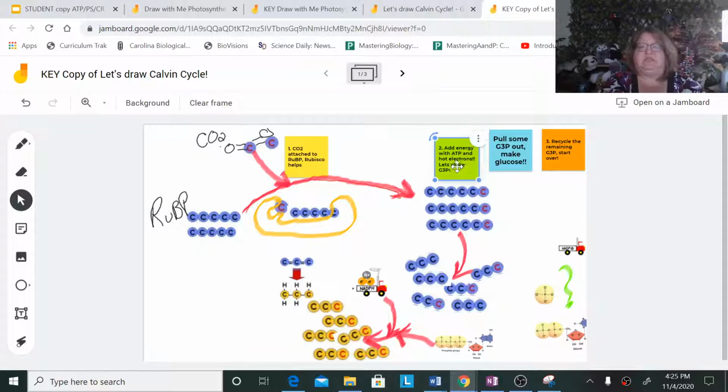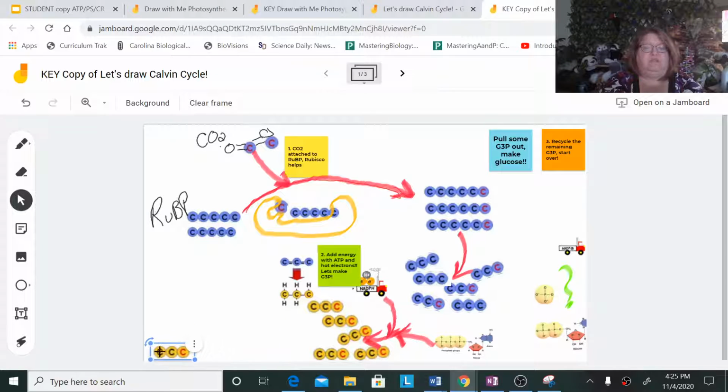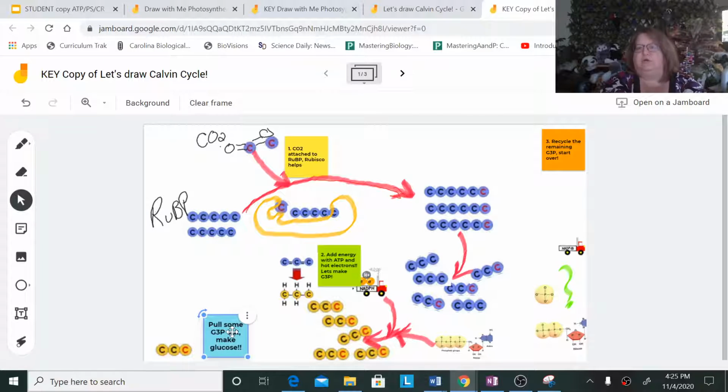So let's add our sticky note. We're going to add energy with ATP and hot electrons. And now what we're going to be able to do is pull one of these, they're called G3Ps, glyceraldehyde 3-phosphate. Again, you can know it as G3P. Basically, this is almost sugar. We're going to pull some out, and we're going to make glucose.